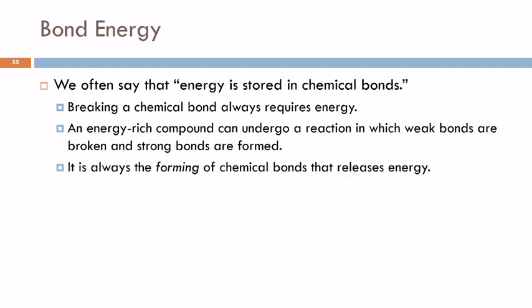We often say that energy is stored in chemical bonds, right? That's the chemical energy. It's a form of potential energy. Breaking a chemical bond always requires energy. It's always endothermic. What happens is that an energy-rich compound undergoes reactions in which weak bonds are broken. It takes little energy to break those bonds, and strong bonds are formed, meaning there's a net release of a lot of energy. It's the forming of the chemical bonds that releases the energy.